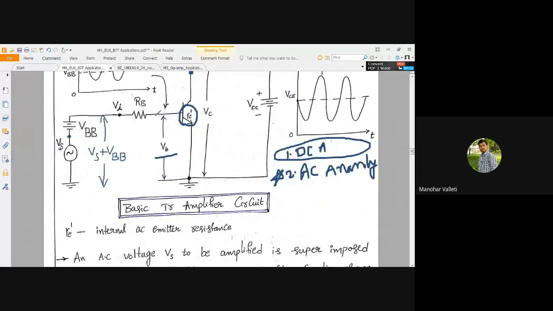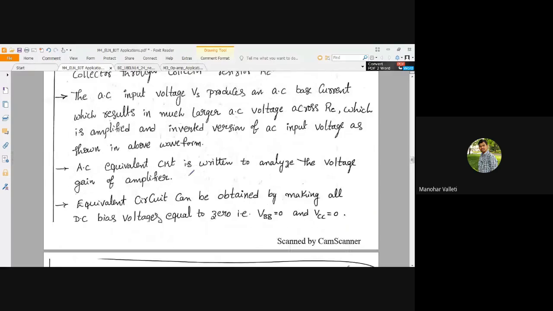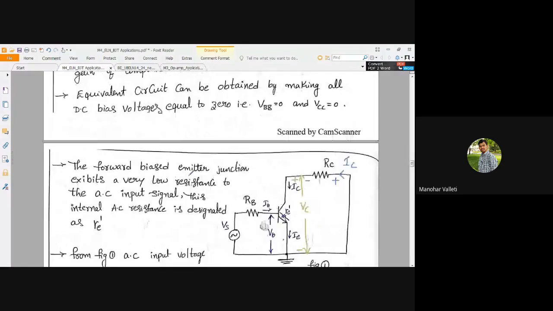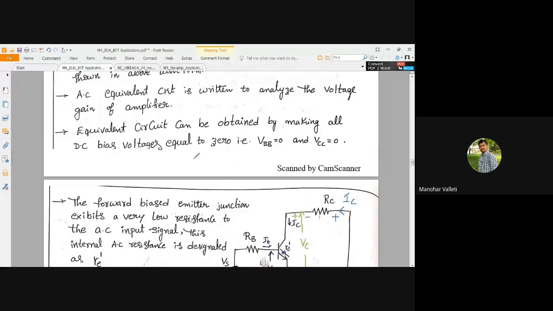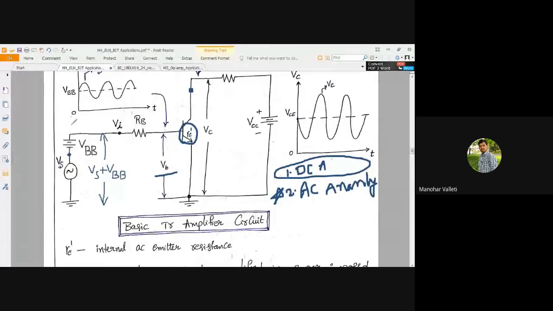This is the circuit. Now you will see the AC analysis of this circuit. For the same circuit, if you want to do the AC analysis, I need to remove all the DC power supplies. How will we remove them? Connect all the DC power supplies to short circuit.